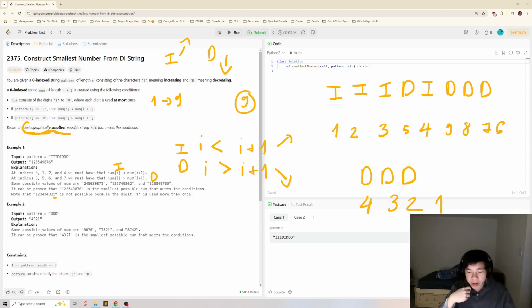Yesterday we used backtracking and greedy, right? So let's go with this one. It's the smallest, right? So the smallest has to be 1 to 9. The index starts from 0 and the length will be plus 1 here. Since we have to decrease this number, it makes sense. So it starts from increasing, right? Increasing and then this is D.